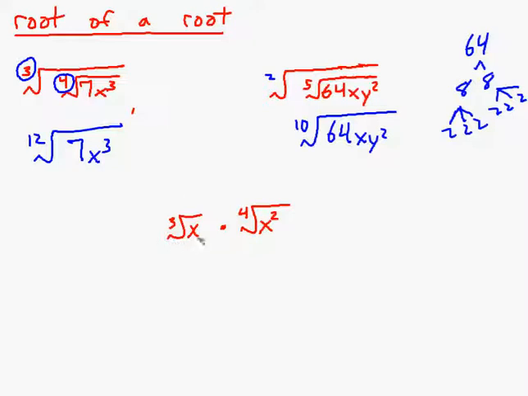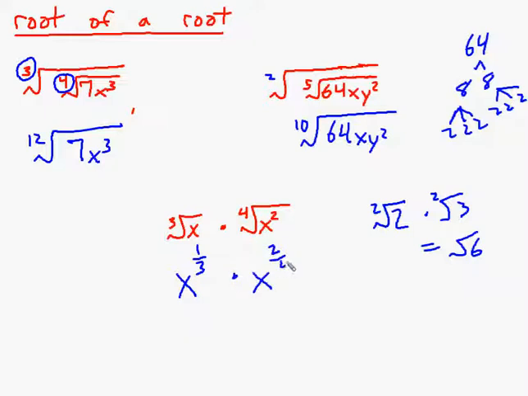And now this one, this isn't a root of a root, but I'm multiplying 2 roots. Now if the indices were the same, let's say I had square root of 2 times square root of 3, I could get square root of 6. I could just multiply the things on the inside, and that's because the indices are the same. In this case, the indices are different, so I can't do that. But I can switch it to exponential form, like so. And this reduces, so I'll just go ahead and reduce that.